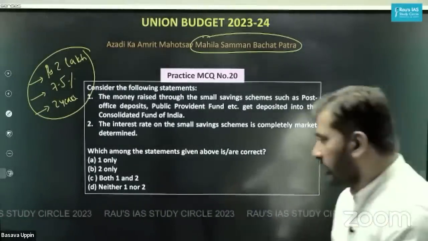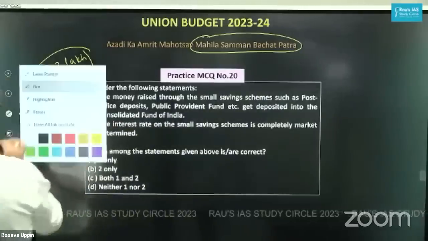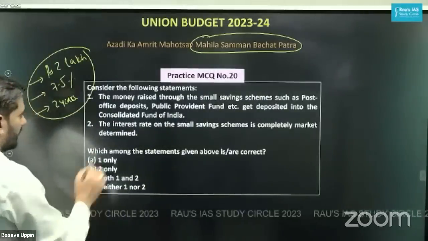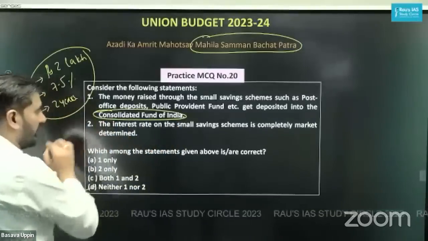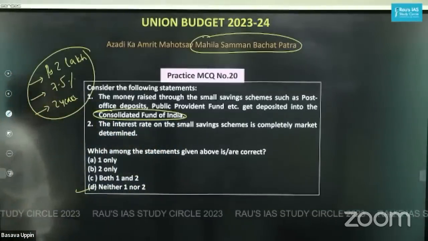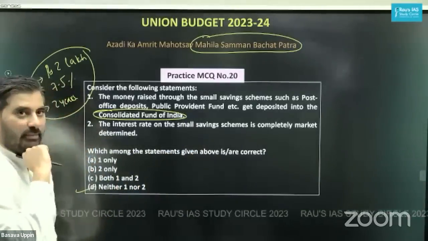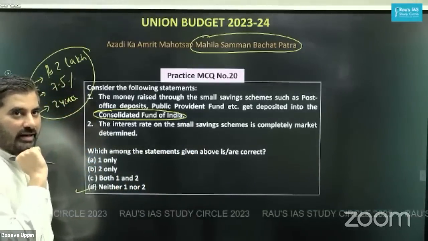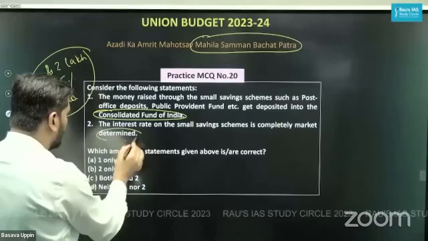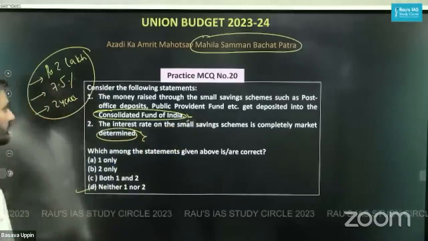We know the answer is neither one nor two. It does not get deposited into Consolidated Fund of India. It gets deposited into public account of India. The interest rates is completely market determined. It is not market determined. It is fixed by the government. So both the statements are incorrect.